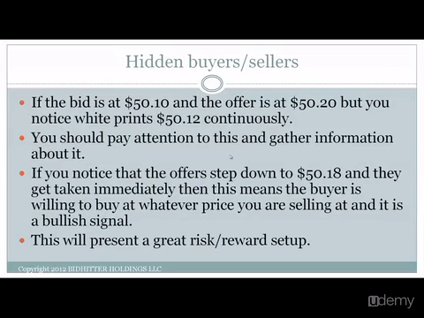Hidden buyers and sellers. For example, if the bid is at 50.10 and the offer is at 50.20, but you notice white prints at 50.12 continuously, then that's something you should keep note of, because there could be a hidden buyer or seller there. You should pay attention to that and gather information about it. If you notice the offer steps down to like 50.18 and they get taken immediately, that means there's a buyer willing to buy up to that price that you're selling at, and it's a bullish signal. And that alone presents a great risk-reward setup.